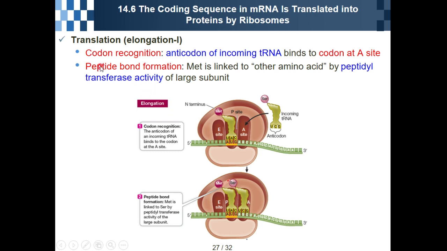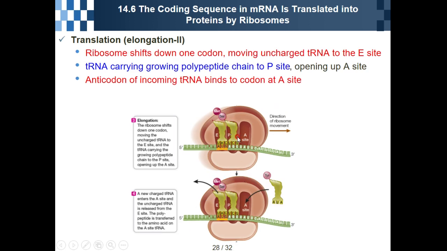After that, peptide bond formation happens. This tRNA has the methionine. This tRNA has serine. So methionine is transferred to the serine. In this case, methionine is linked to the serine, because the large subunit has the peptide transferase activity. So methionine is transferred to the serine, okay?